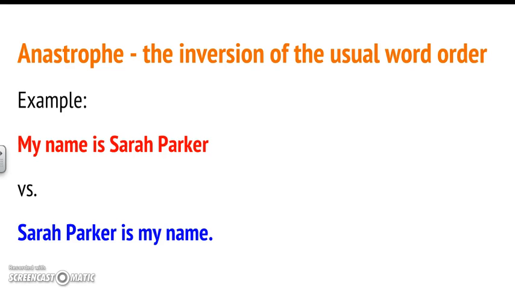Okay, and finally, astrophe. New word for you here, new poetic device. Astrophe means the inversion of the usual word order. And here's a simple example. This is how we would normally write the sentence: My name is Sarah Parker. When we invert or change the order of words, it becomes: Sarah Parker is my name. Clearly, this is not normal word order. It is astrophe.